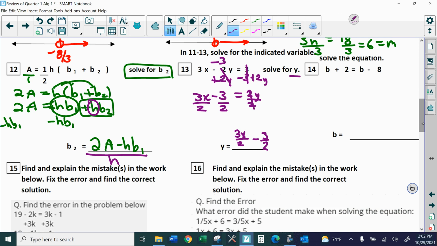Number 14, solve. I subtract b across and then subtract the 2 to the other side. I get 0b equals negative 10. 0 times what number gives me negative 10? No number. So the answer is no solution.